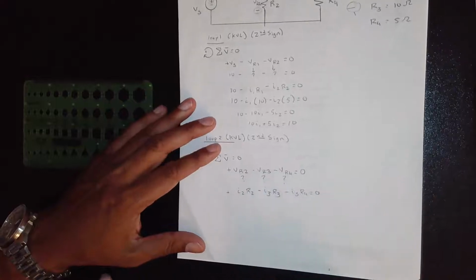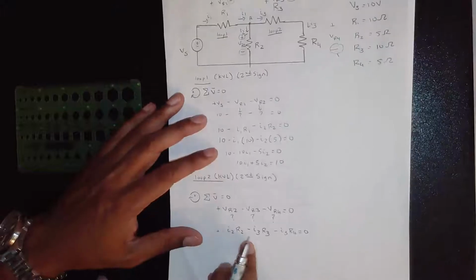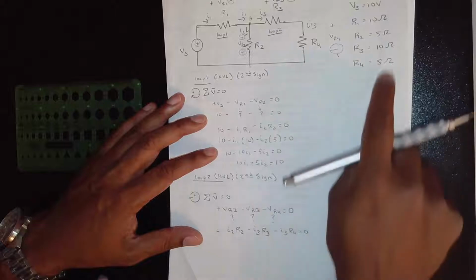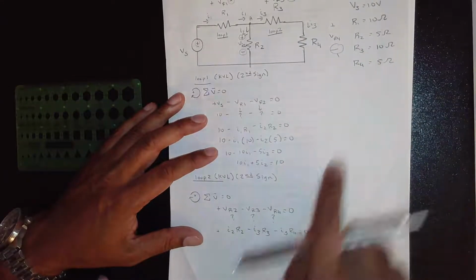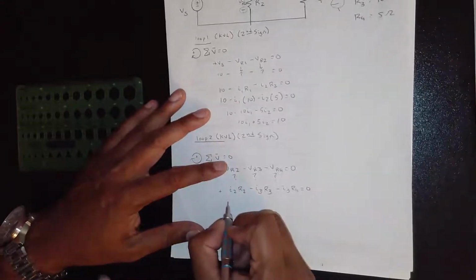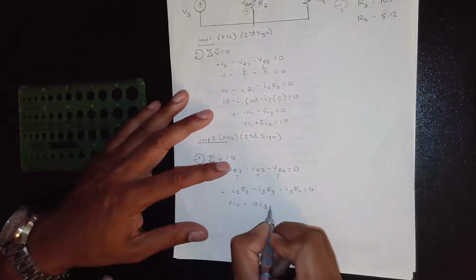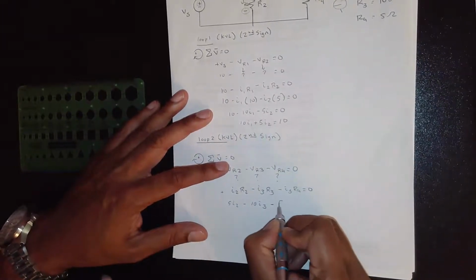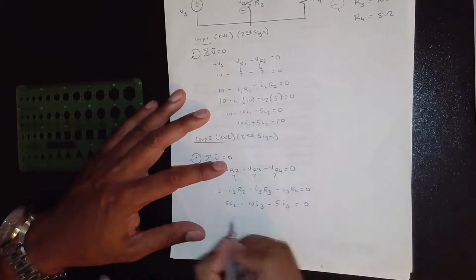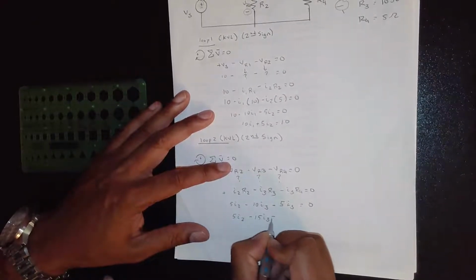Just like that. Now we write out our equation. So my R2 value is what? 5. My R3 value here is 10. My R4 value is 5. So 5, 10, 5. So that's 5I2 minus 10I3 minus 5I3 is equal to 0. If I simplify it, I get I2 minus 3I3 is equal to 0.